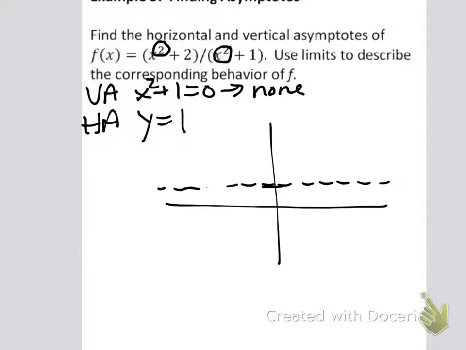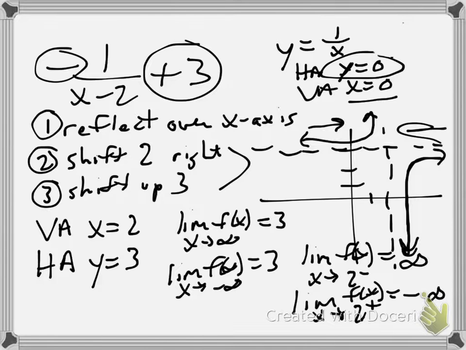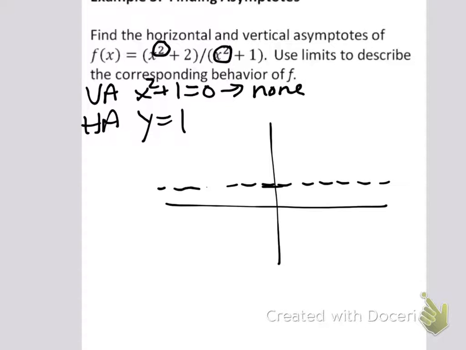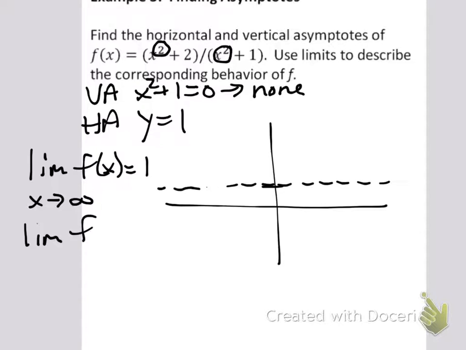Now, remember back here, we did the limit as x approached infinity and negative infinity. So right here, what happened? The limits were the number of the horizontal asymptote. Well, that happens here. So the limit as x approaches infinity of f of x equals, well, what's the horizontal asymptote? 1. The limit of f of x as x approaches negative infinity, 1.